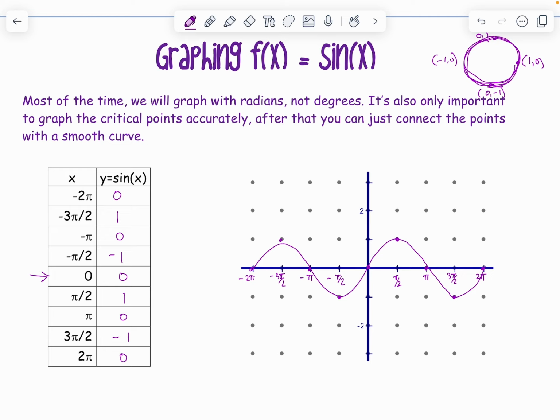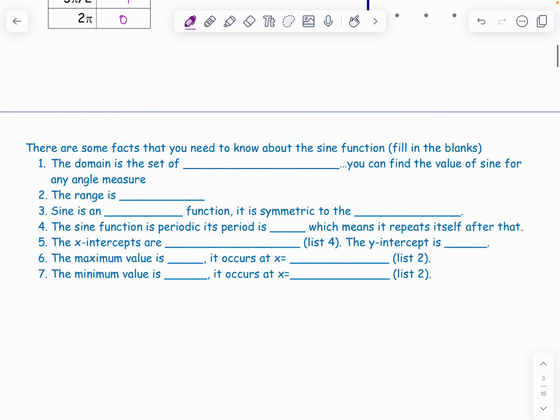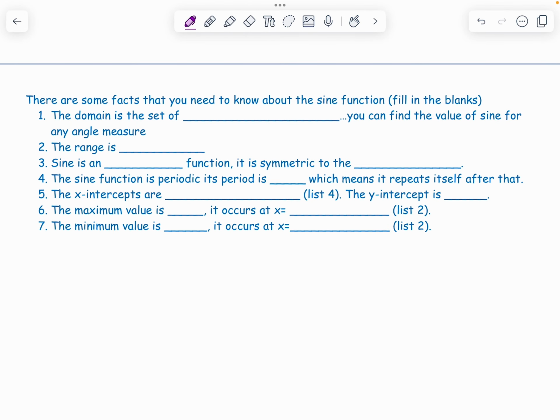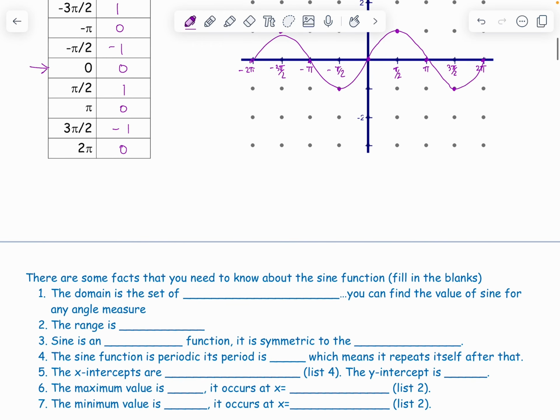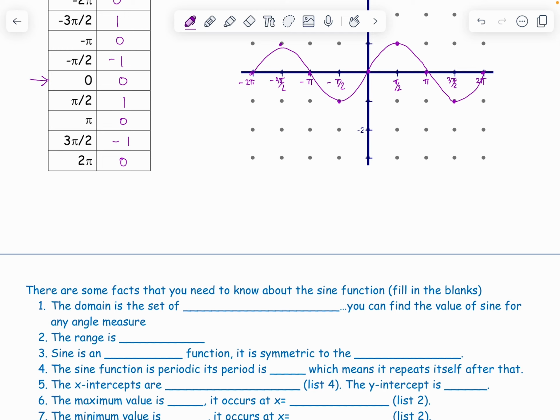You might already be thinking about domain and range, and if you are, that's a good thing, and if you're not, that's all right. We're about to do it together. Here are some facts you need to know about the sine function. The domain of this function is the set of all real numbers, because you can find the value of sine for any angle measure, and it just keeps going in this predictable pattern. The range is really easy. The high point is 1 and the low point is negative 1. So all possible y values exist between negative 1 and 1.